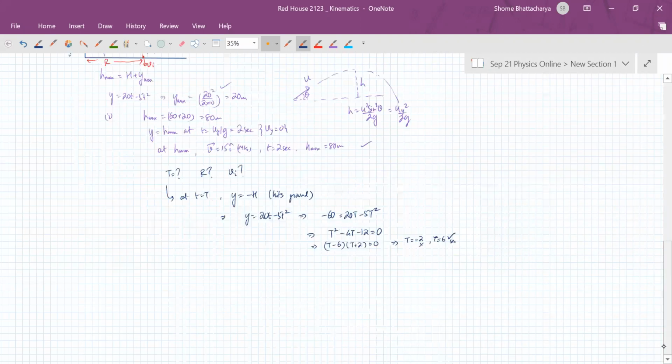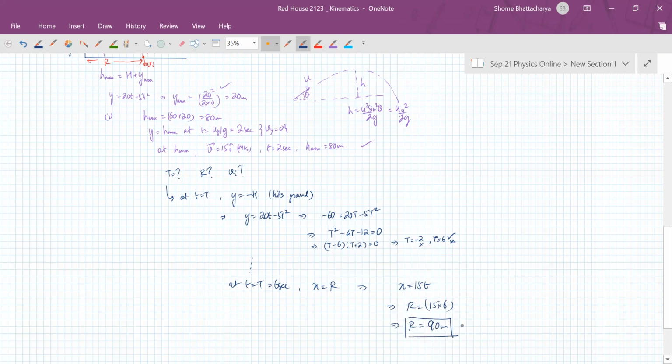The range will be Vx into time now. So time is 6 seconds. So now you'll see that at t equal to capital T, which we have already calculated as 6 seconds, the value of the x coordinate is R. So x coordinate was how much? It was 15t. So here the range will become 15 into 6. So the horizontal displacement at the time of impact will be 90 meters.